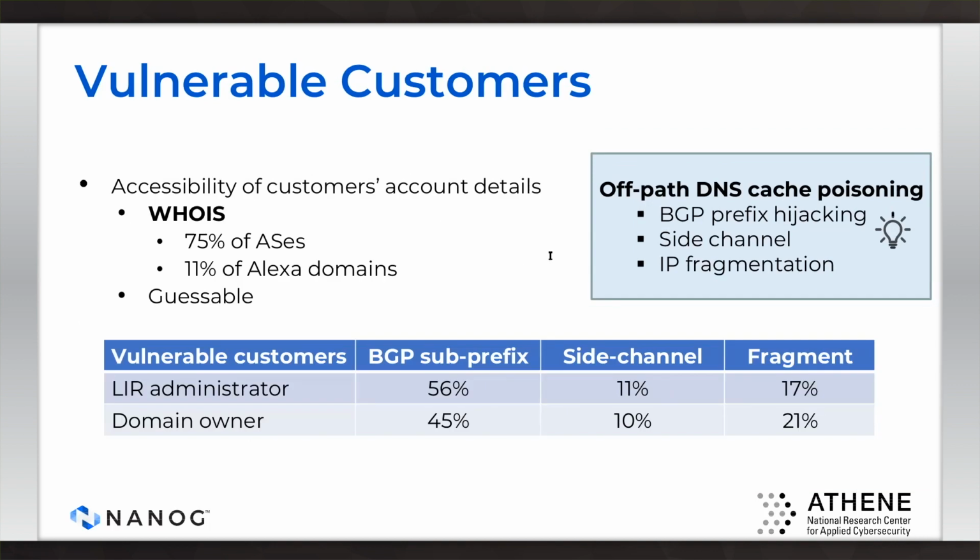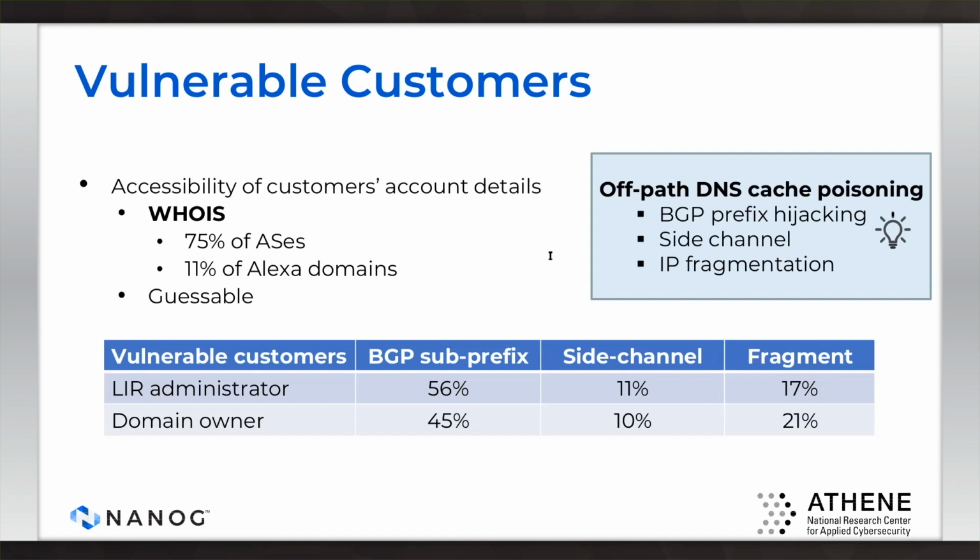On the other side, how many customers are vulnerable to the attack? For a customer to be vulnerable, it has to fulfill 2 properties. First, the customer's login information or account details need to be known by the attacker. That's a prerequisite to trigger password recovery. We found that for most providers, you only need the email address. Luckily, or maybe unluckily, we have the WHOIS database. It is publicly available and contains contact information of many of the resources. For our customer dataset, we can get contact emails for 75% of the ASs and 11% of the Alexa domains.